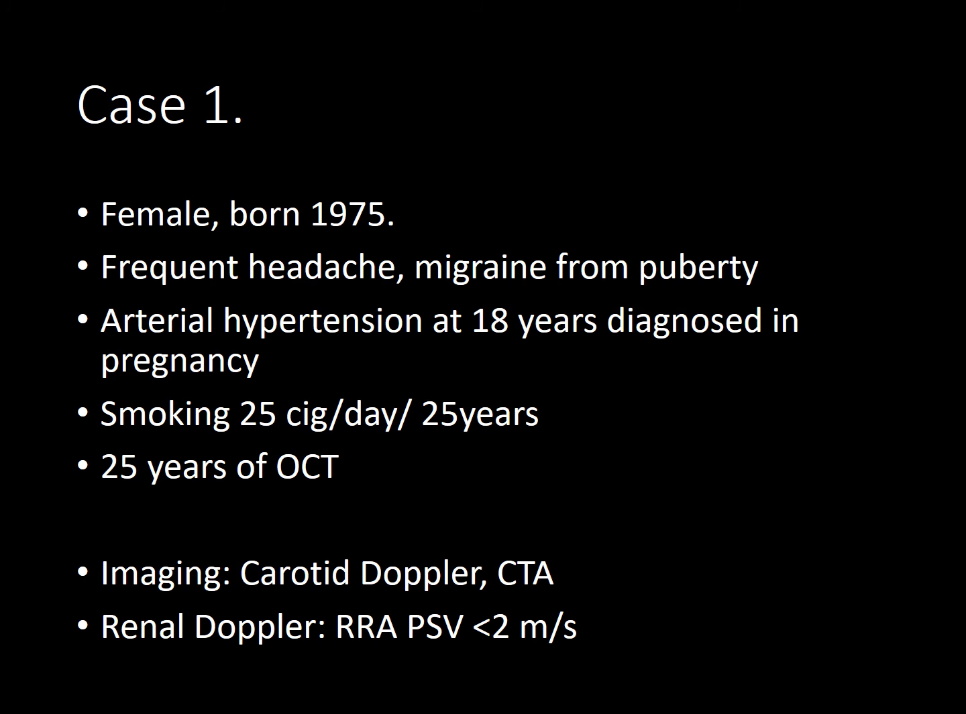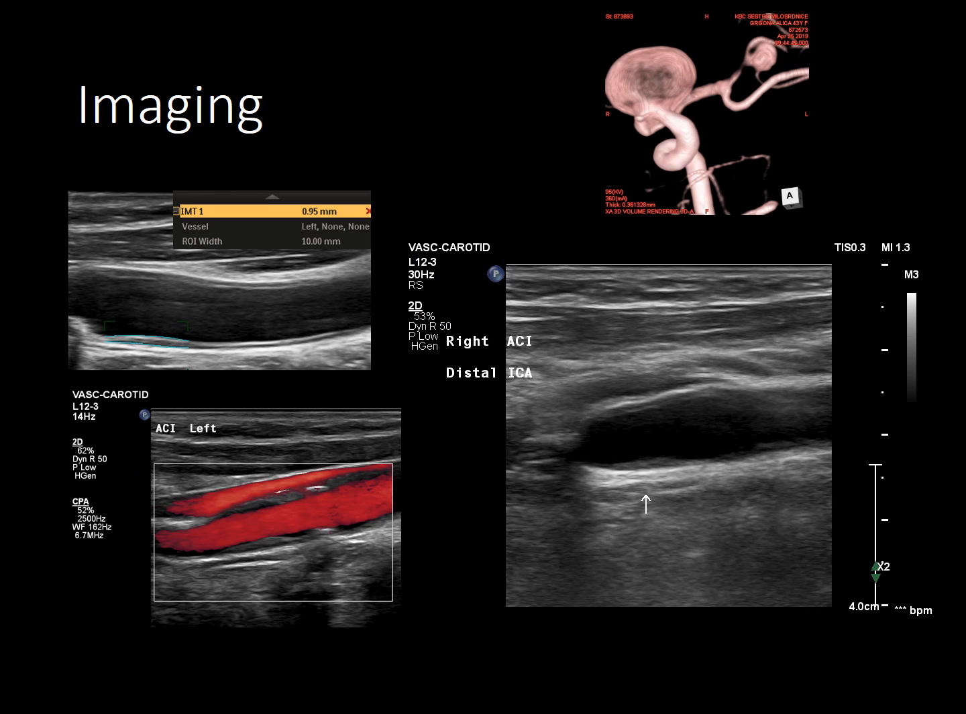One is a female born in 1975. She presented with frequent headache and migraine from puberty. At the age of 18, she developed hypertension and was diagnosed in pregnancy. However, she smoked 25 cigarettes a day for 25 years and was using OCT for 25 years. She was referred due to the Doppler finding, the CT angio, and I will show you right away the finding. The renal Doppler also identified FMD of renal arteries.